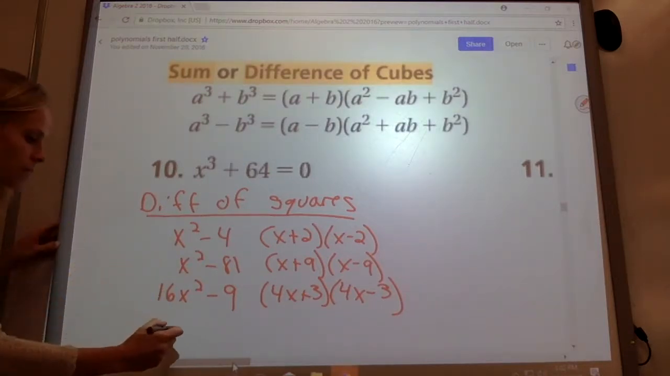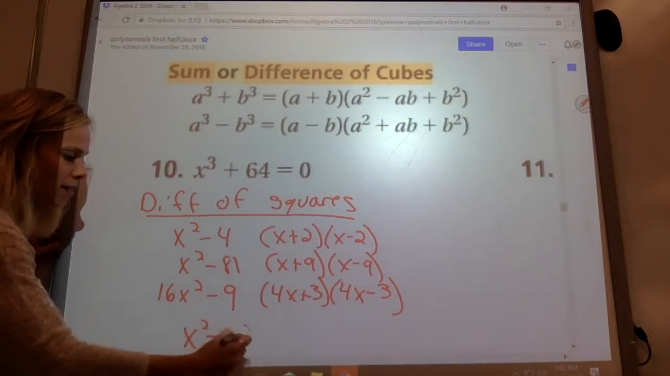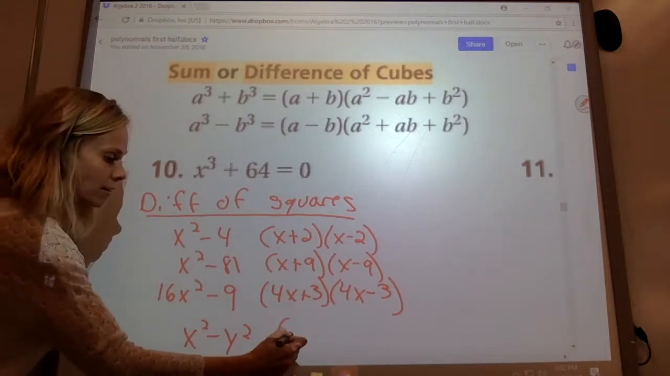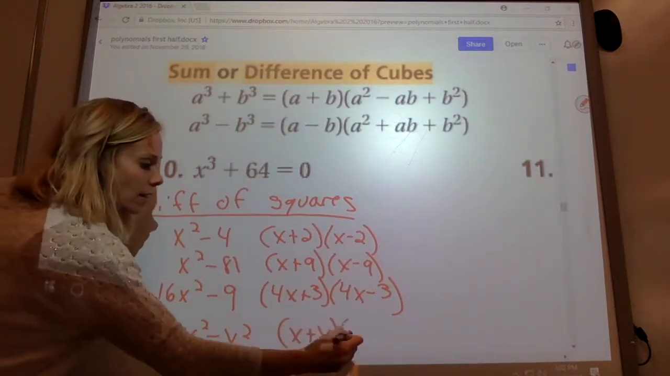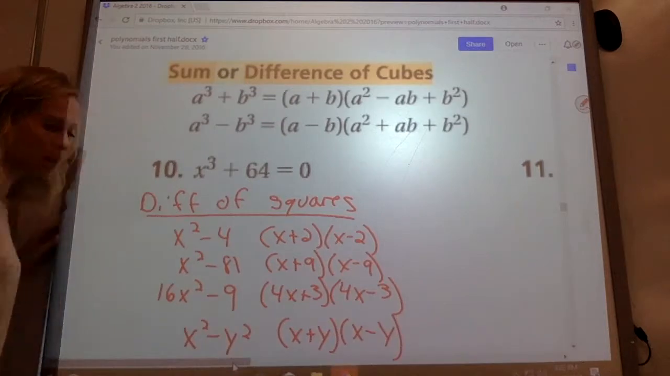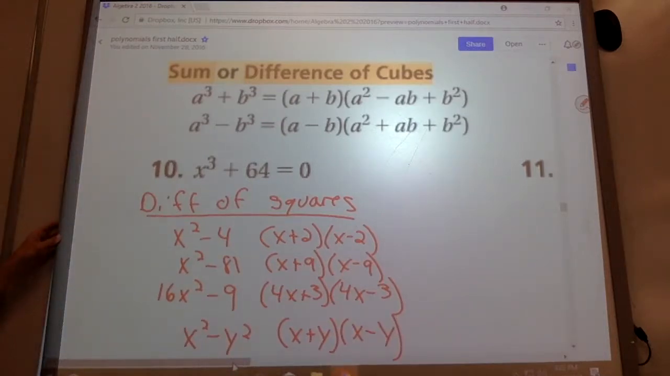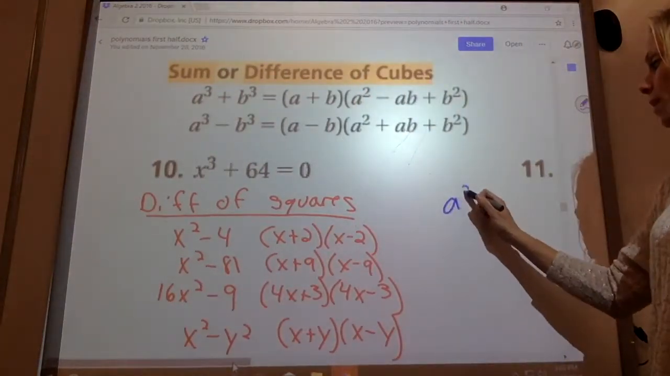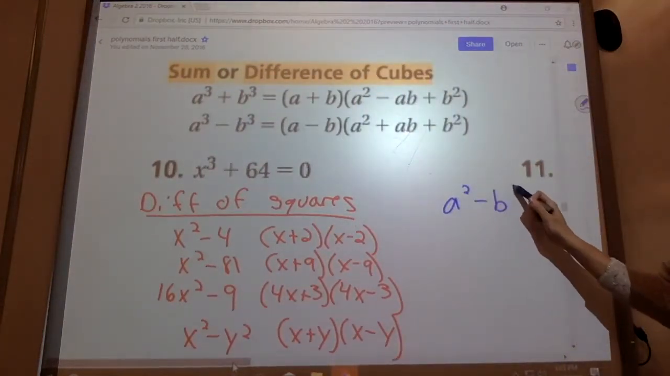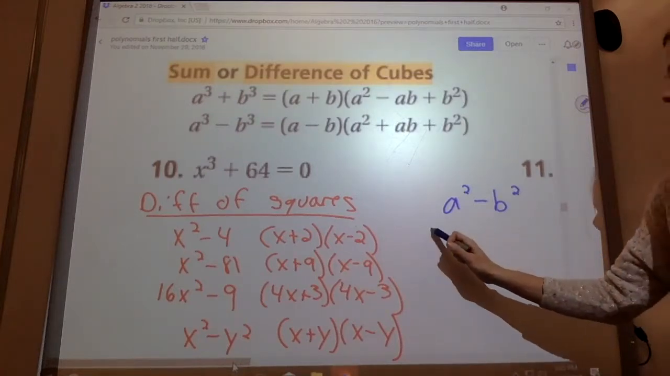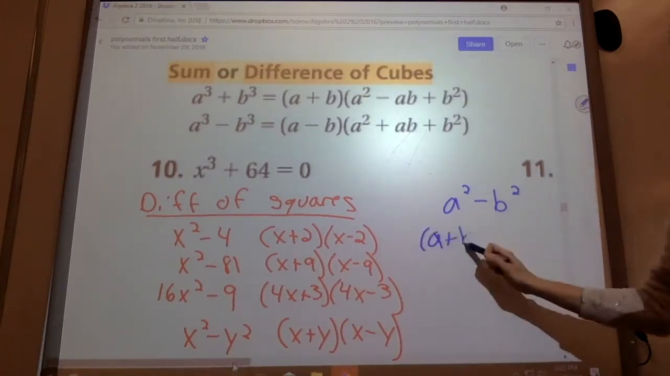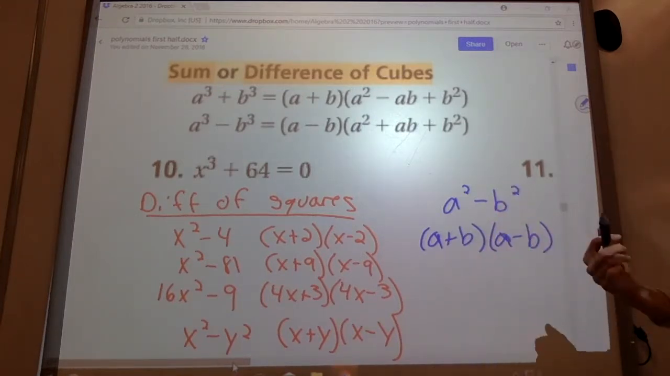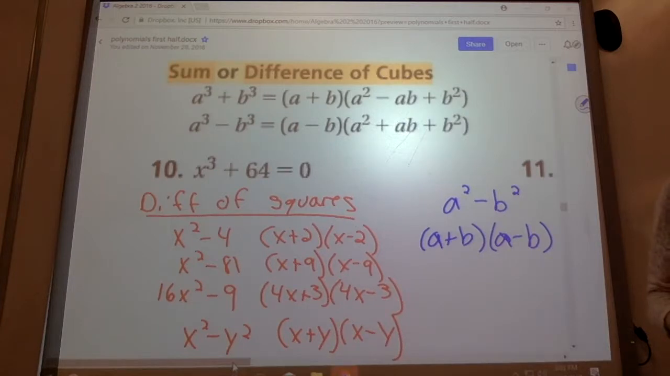So then if I get something like x squared minus y squared, how can I factor that? x plus y, x minus y. That's my pattern. My rule would be if I had something squared minus another number squared, I could factor that into a plus b, a minus b. That would be my formula for difference of squares.